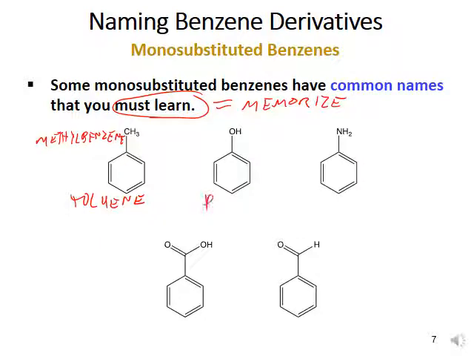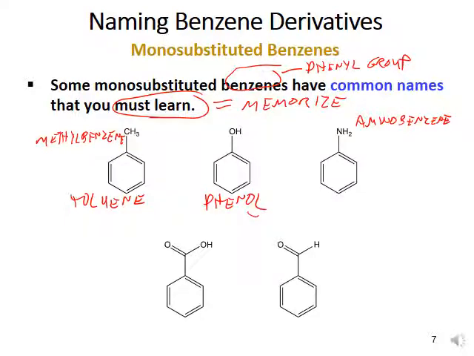You have to recognize this as phenol. The benzene ring sometimes is called a phenyl group, and therefore phenol is sort of like a benzene alcohol. An NH2 might be called aminobenzene in the IUPAC naming system, but you have to also recognize this as aniline because it's still used very often. A-N-I-L-I-N-E, aniline.